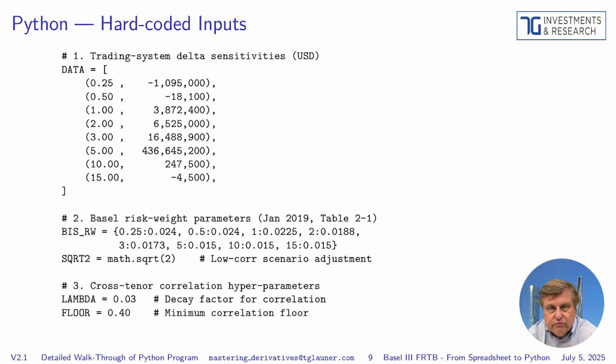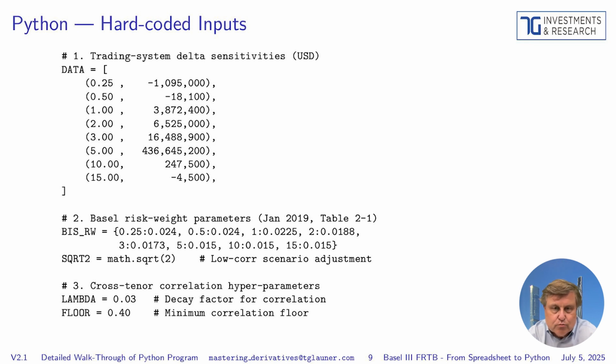This code block defines several hard-coded inputs for trading system risk calculation. The first section, labeled as trading system delta sensitivities in USD, lists tuples of tenor values and their corresponding delta sensitivities. For example, at a tenor of 0.25 years, the sensitivity is negative $1,095,000. At 3 years, it's over $16 million.